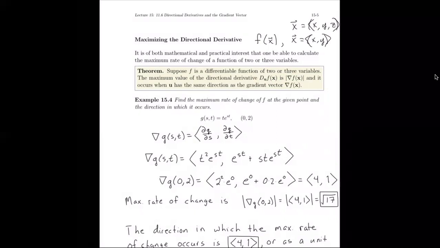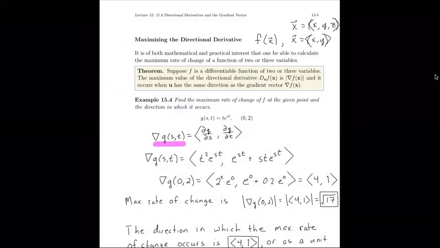All right, so we're given this function g of s, t. It's a function of two variables, and we're given a point (0, 2). So this is a point in the domain of the function, and we're interested in what its maximum rate of change is at that point (0, 2). So the first thing we'll need is the gradient of g: partial g with respect to s, and partial g with respect to t.